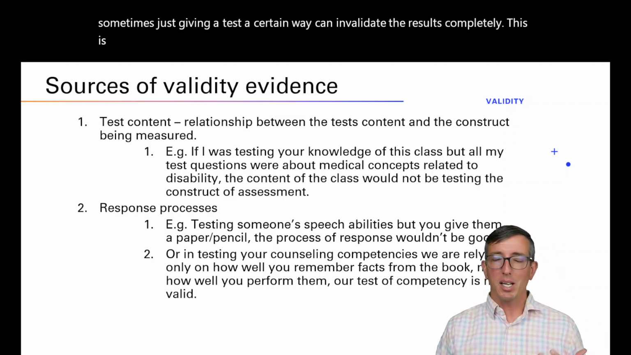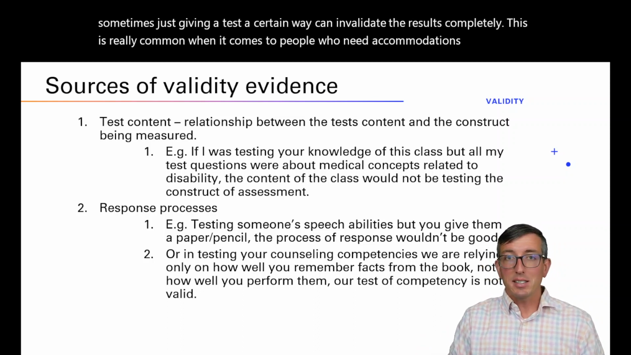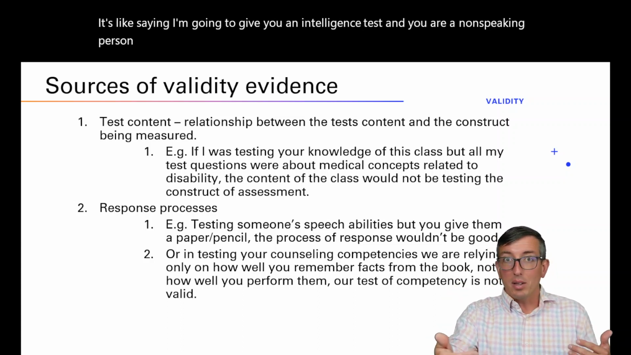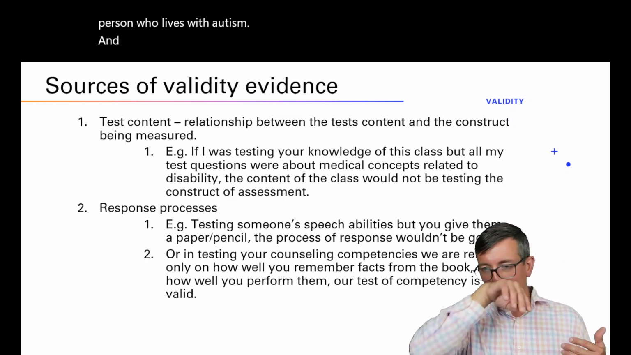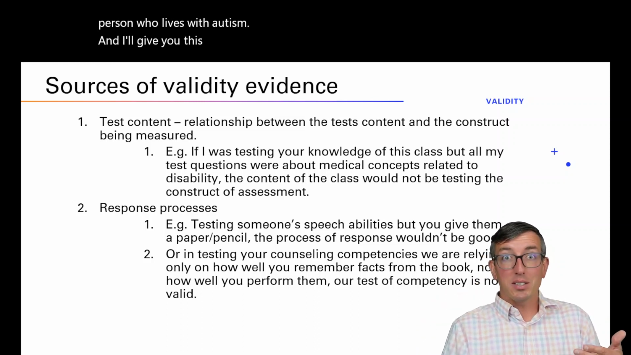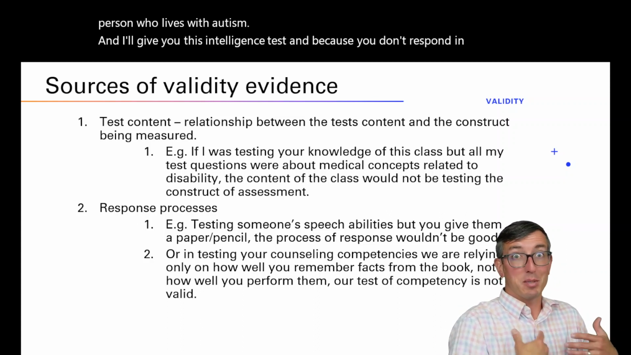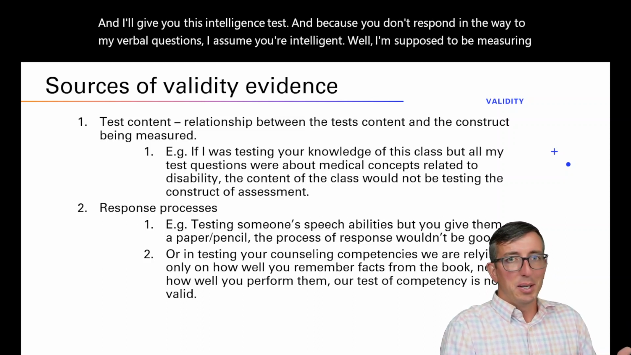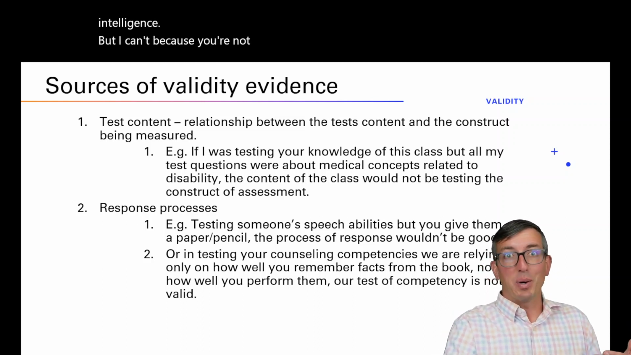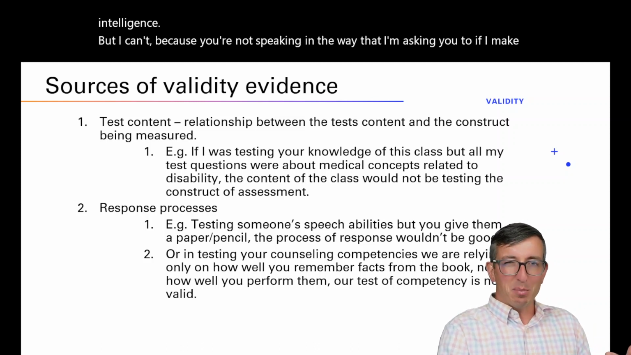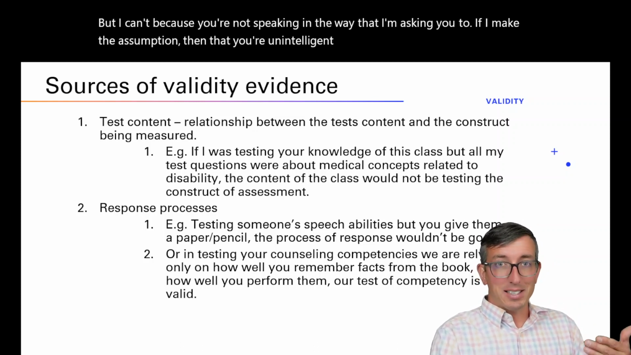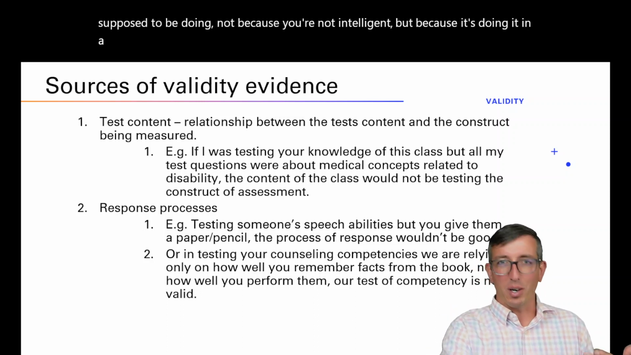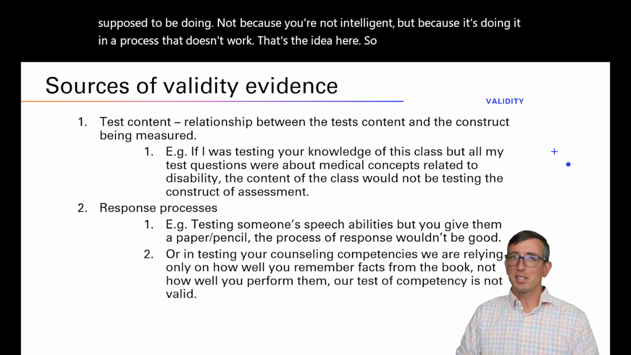This is really common when it comes to people who need accommodations. It's like saying, I'm going to give you an intelligence test, and you are a non-speaking person who lives with autism, and because you don't respond in the way to my verbal questions, I assume you're unintelligent. Well, I'm supposed to be measuring intelligence, but I can't because you're not speaking in the way that I'm asking you to. If I make the assumption then that you're unintelligent, the test is not doing what it's supposed to be doing, not because you're not intelligent, but because it's doing it in a process that doesn't work. That's the idea here. So the process is really important.